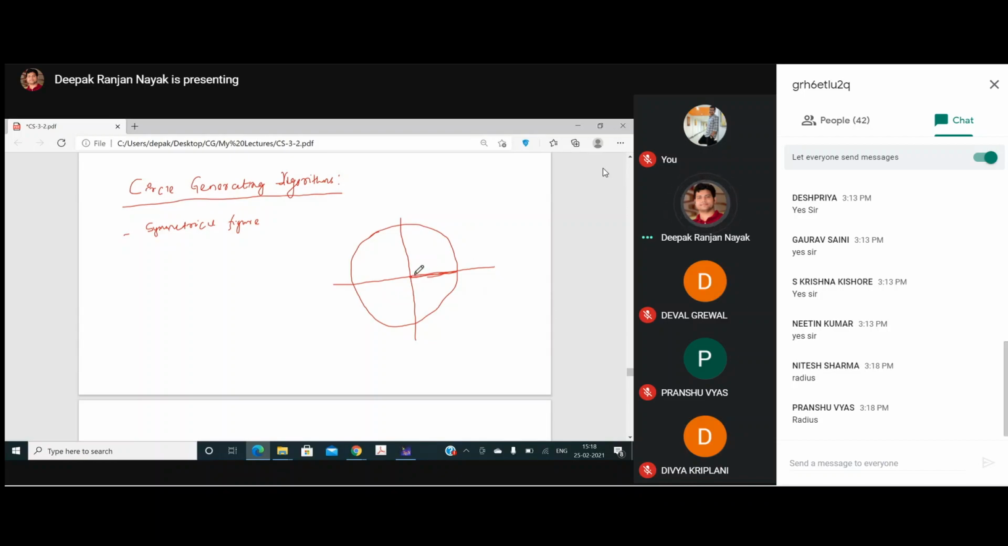Let's say this is 1, 2, 3, 4, 5, 6, 7, 8. And here, let's say it is 1, 2, 3, 4, 5, 6, 7, 8. So these are all called quadrants, right? Quadrants. And this is what is called octants.